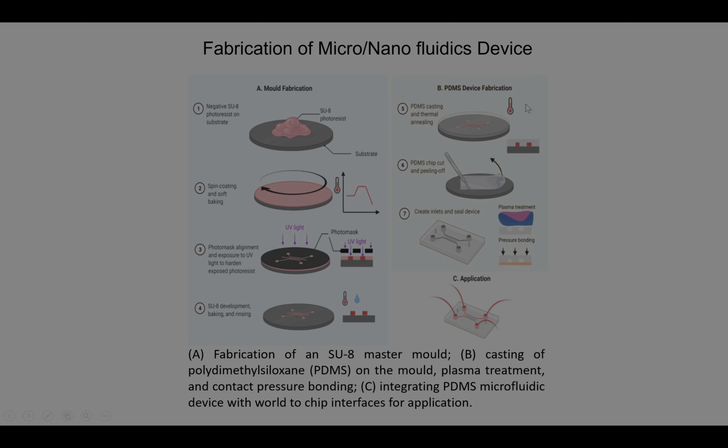The side image shows how the microfluidic channels are designed. First, the PDMS solution will be cast on this pattern. Then it will be lifted using peeling off. After the peeling off, plasma treatment and pressure bonding, this is how the final product looks, and it can be used for the application shown in figure C.